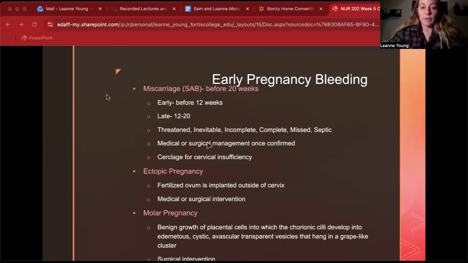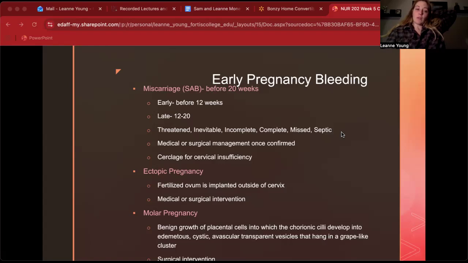Cerclage for cervical insufficiency. So what that means is if a mom has had a history of multiple miscarriages early or sometimes even late, like that 12 to 20 week period, providers will go in and surgically stitch the cervix closed to prevent the cervix from opening and prevent moms from going into preterm labor. Okay, so the D&C, Cytotec, and cerclage for cervical insufficiency are typically used, like I said, if a woman has had a history of second trimester loss or recurrent miscarriages.